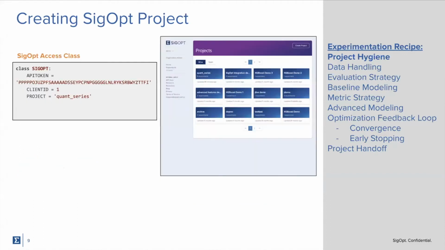A good way to do that is by creating a project. That's always a good place to start out. In order to do that, you need your unique API token, you need your client ID, and you need some name.